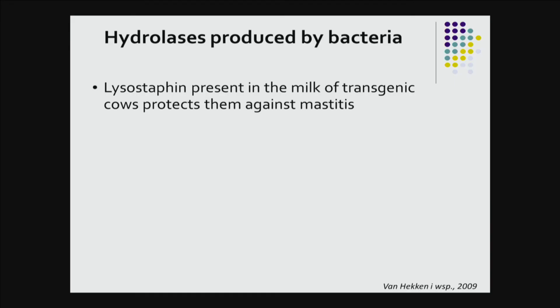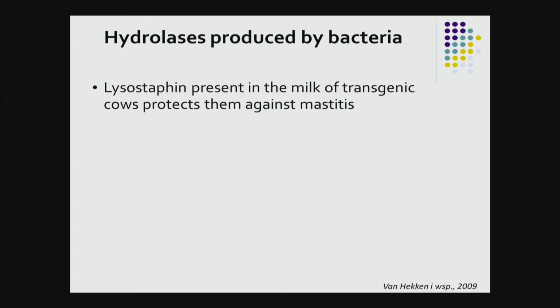The second class, like I said, is the bacterial hydrolases, and the most interesting is lysostaphin. Lysostaphin is an enzyme produced by Staphylococcus simulans, and it can be used as an antimicrobial agent against Staphylococcus aureus. The next example of transgenic animals is the transgenic cow, which produces lysostaphin in milk, and this kind of cow is more resistant to mastitis. Mastitis is a serious cow disease. For example, in the United States, all costs connected with mastitis are at the level of $2.5 billion USD.